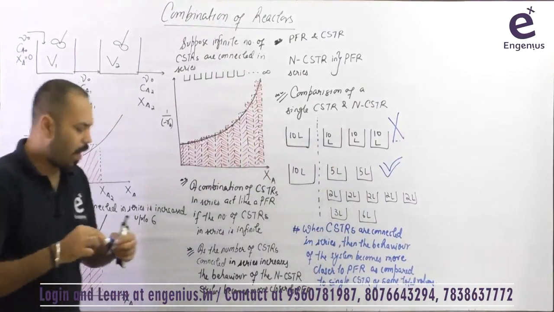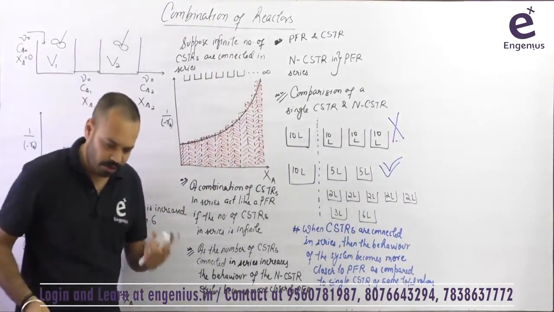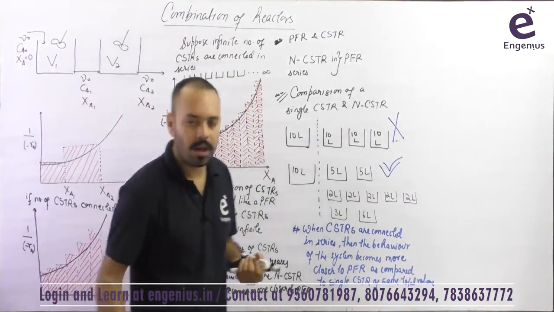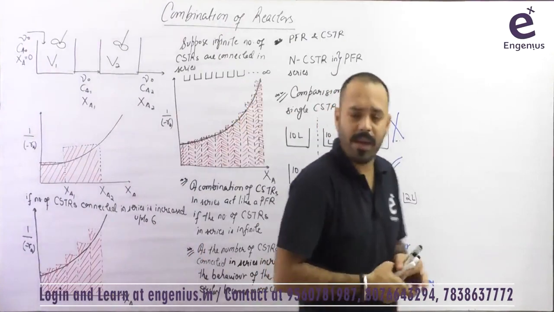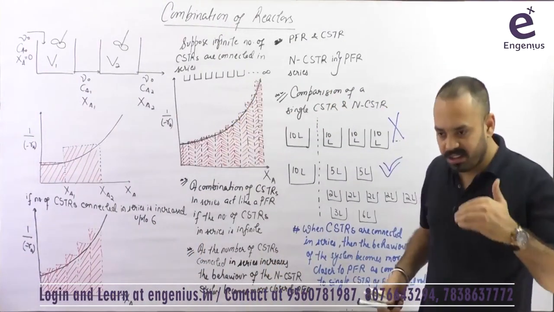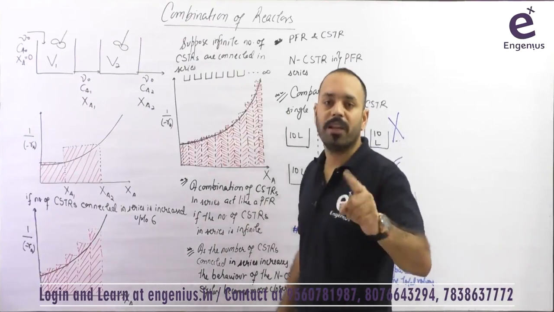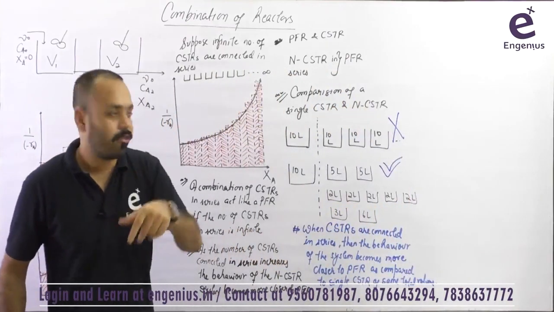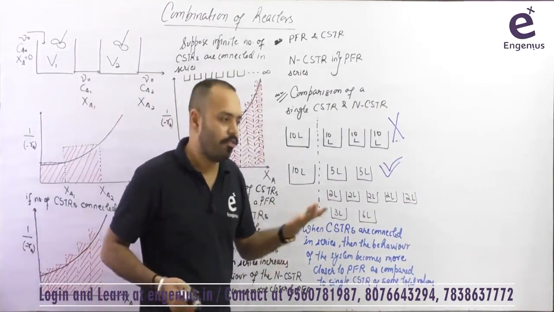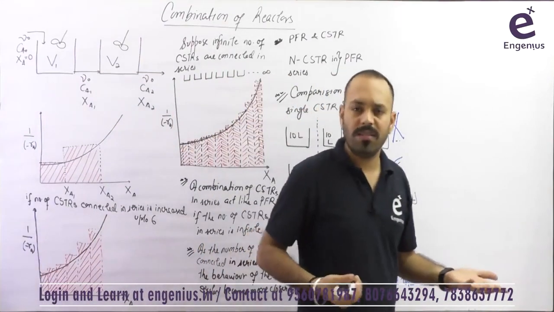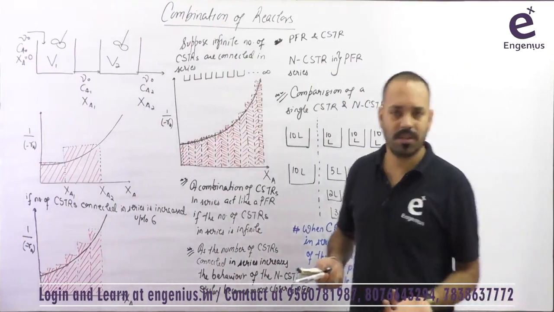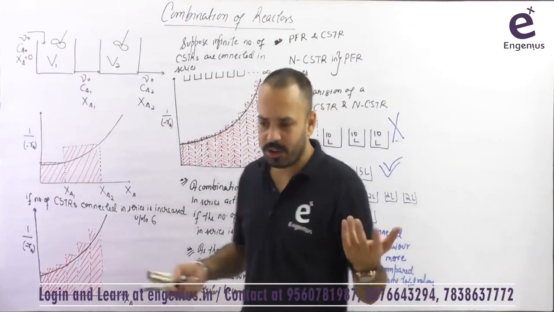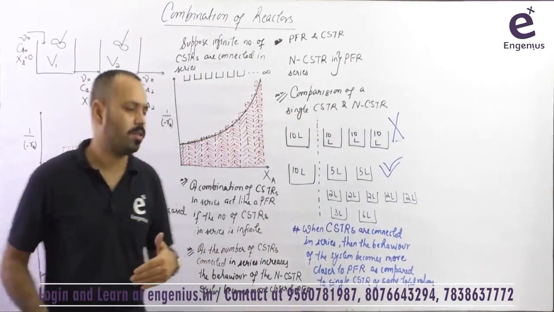Fine? And you know what is the behavior of a PFR. If something is more closer to PFR, it is going to behave like a PFR. What is the behavior of a PFR? If order is greater than 0, PFR gives more conversion than CSTR. I have compared this. But while comparing also, I have kept the PFR volume and CSTR volume same, because if you take different volumes, it would be an injustice, right? You cannot do injustice. You have to compare one thing, you have to keep other things constant.